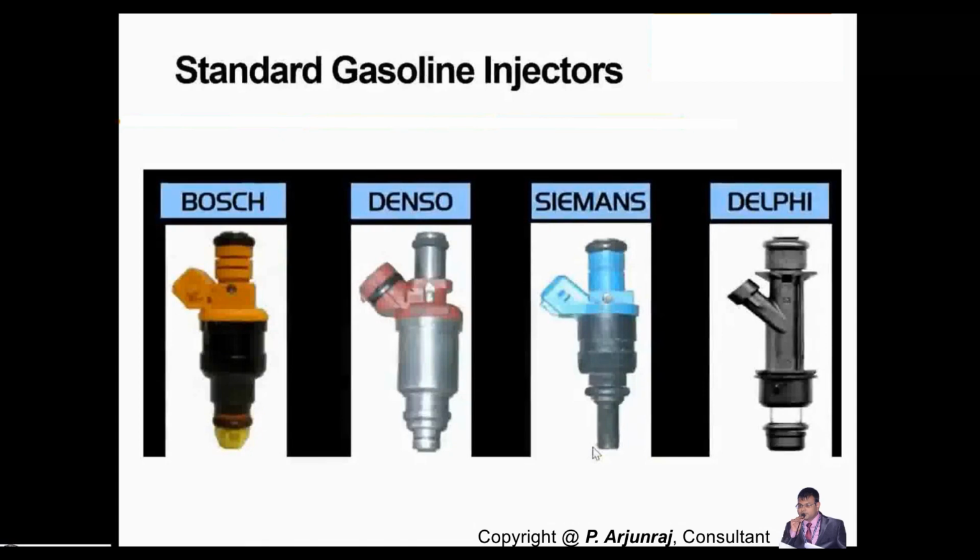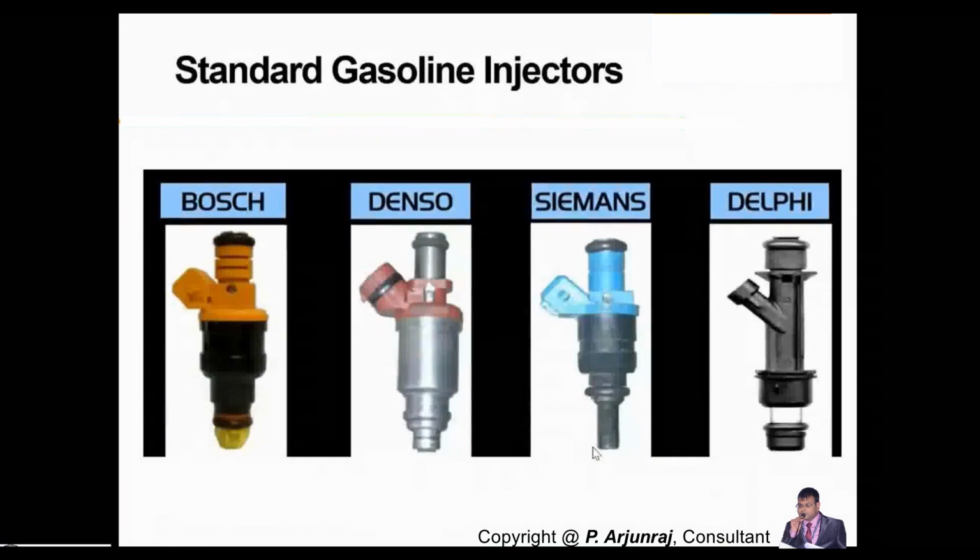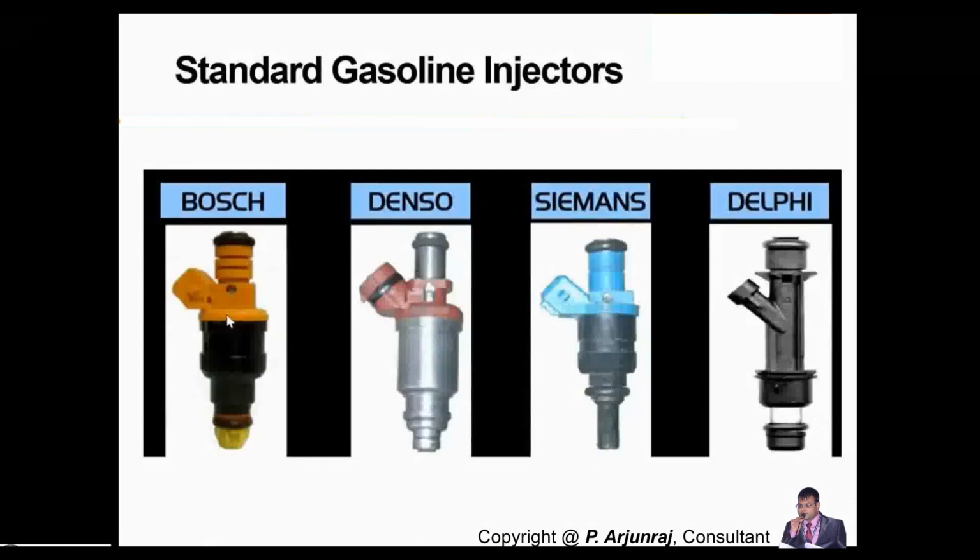So these are all the four players. They play a vital role with respect to the injection systems in India and also abroad. The Bosch company develops and manufactures the injectors. Then there are European-based companies, Siemens and Delphi. So all these companies are the players with respect to the injectors. These are all the standard gasoline injectors that these companies manufacture.